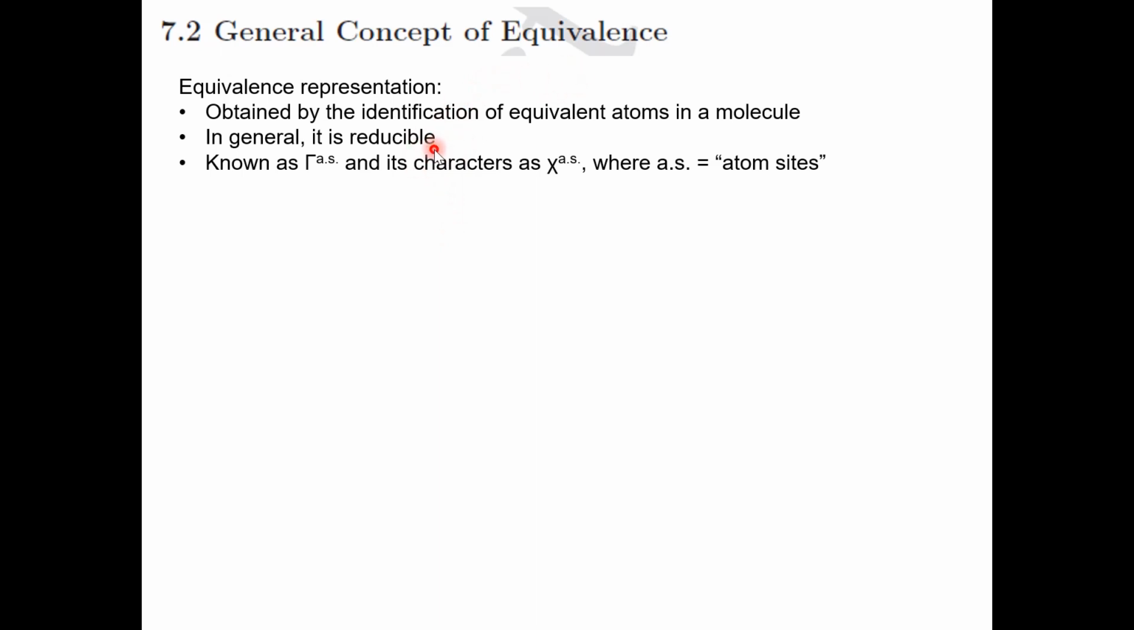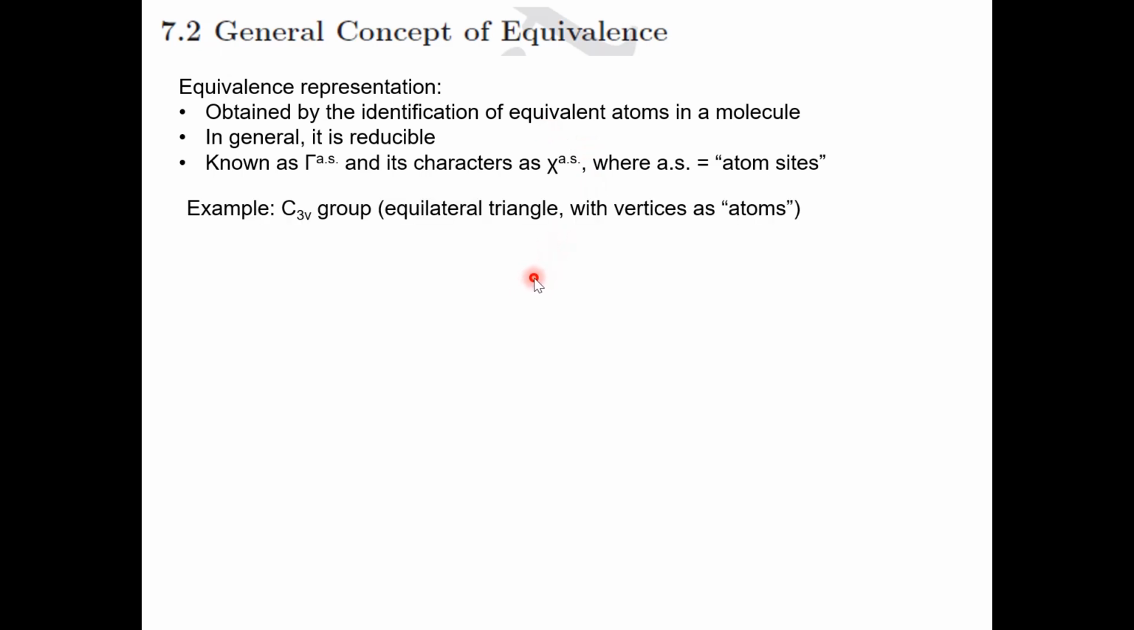So in general, as we're going to see, the equivalence representation is a reducible representation. You can reduce it into irreducible representations of the group. We call it gamma AS, and we call the characters of these representations chi AS, in which AS means atomic sites. So sometimes I'm going to call it atomic sites characters, okay, instead of equivalence characters or representation.